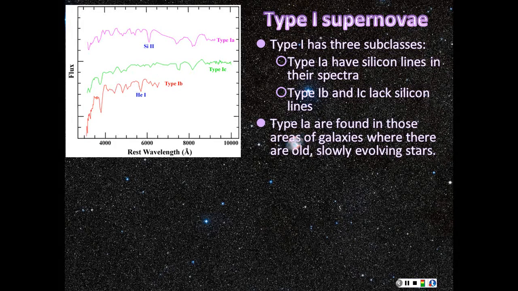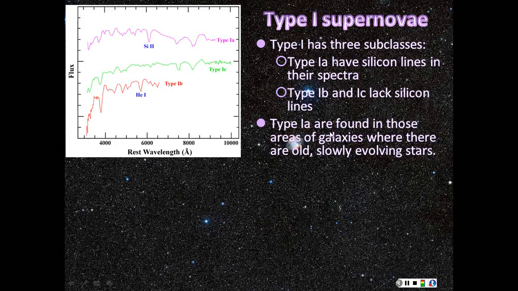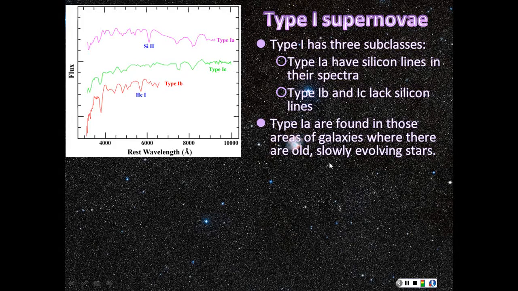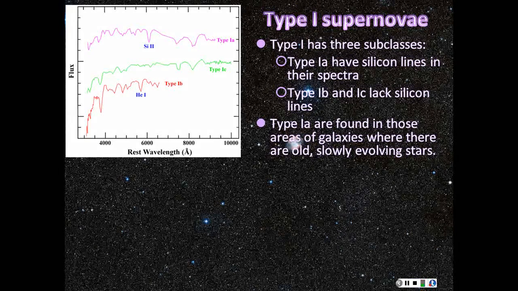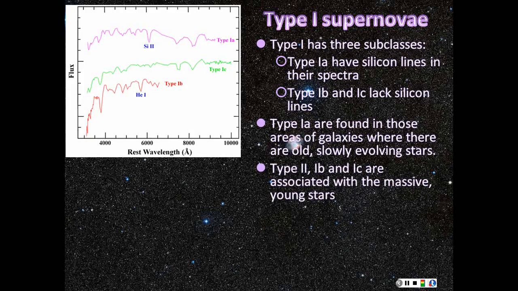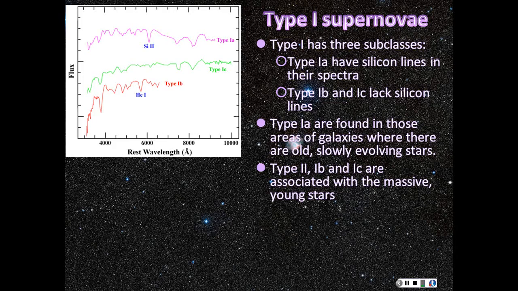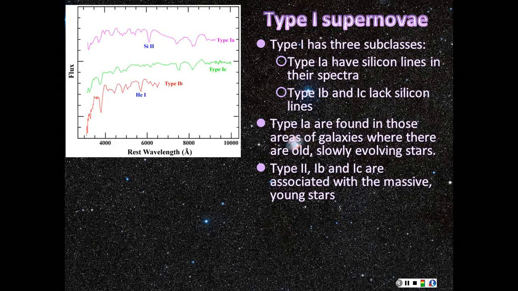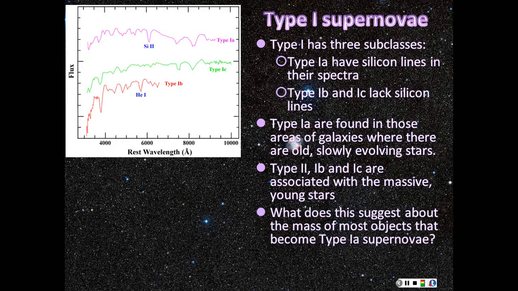One of the things that's notable is that type 1a supernovae are found in areas of galaxies where they're associated with old stars, slowly evolving stars, stars that are like the Sun, stars that have gone through an AGB phase, etc. Whereas the type 2, the type 1b and the type 1c are all associated with star-forming regions, with places where there are lots of massive young stars. And so this really is some evidence that the type 1a's are different than the type 2's, 1b's and 1c's.